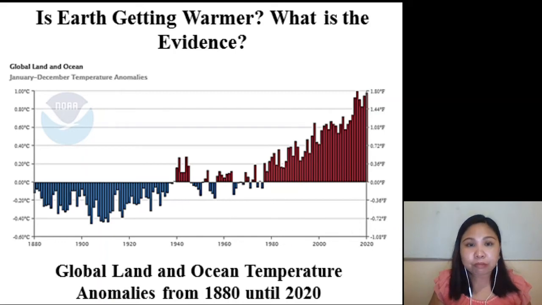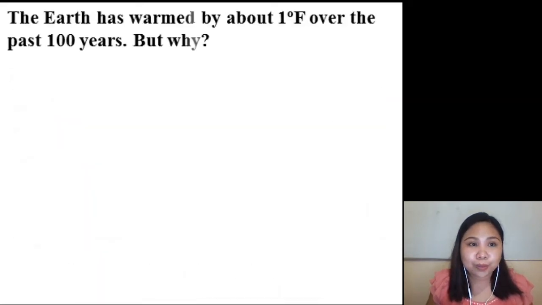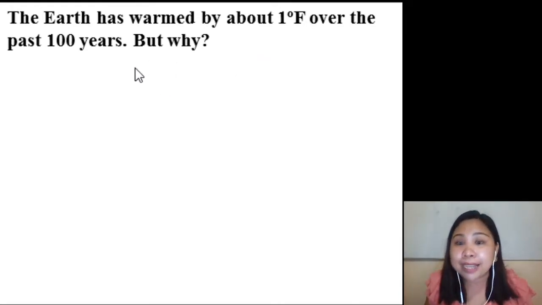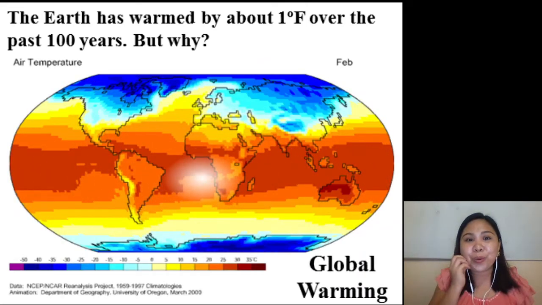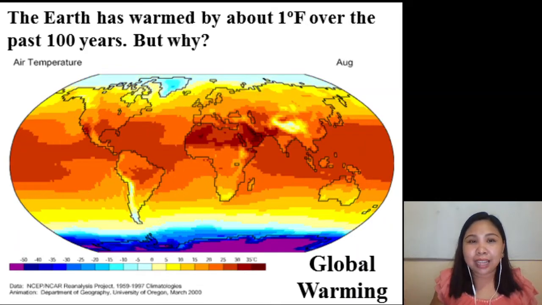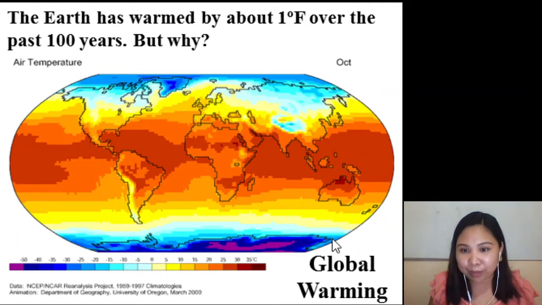Ano po? So the Earth, sabi dito, the Earth has warmed by about 1 degrees Fahrenheit over the past 100 years. So, but why? Ayan, so I hope nakukuha nyo kung bakit nagkakaroon ng sudden increase because of global warming.